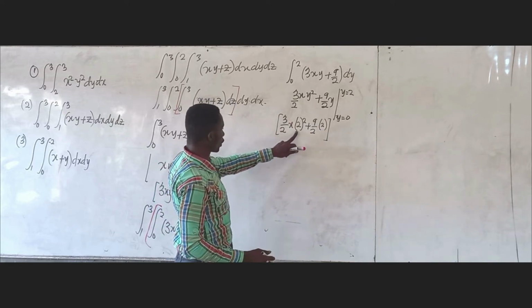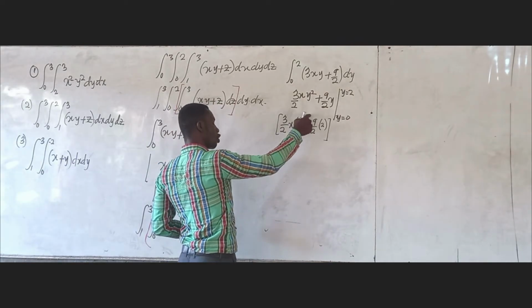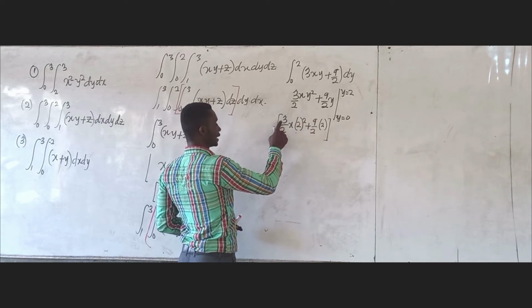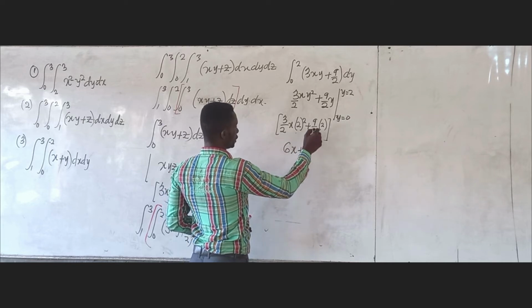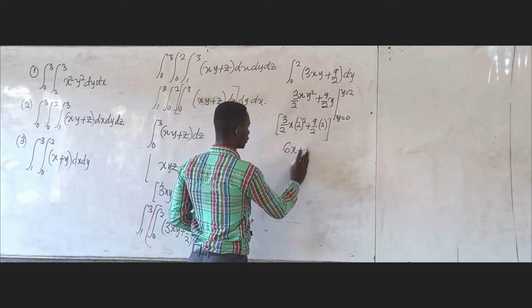So 2 squared will give me 4. 2 goes to that 4, 2. That 4, that 2 more plus 3 will give me 6x plus. This 2 will cancel this 2, give me 9, not so?